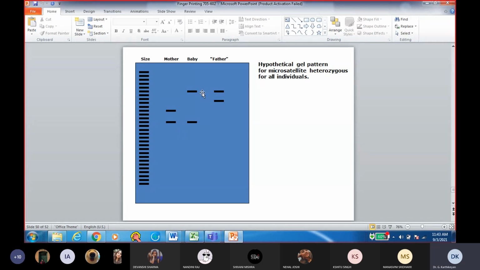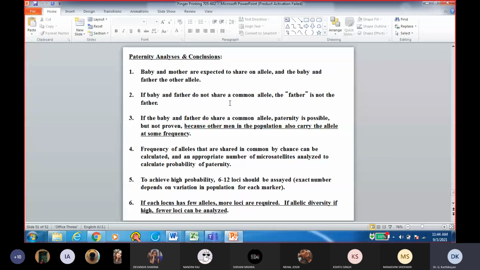You can actually see that the baby has one allele from the father and one from the mother. So this is a hypothetical gel pattern. When you have paternity testing, typically the baby and mother are expected to share an allele, and the baby and the father are expected to share the other allele. The baby is going to get one half from the father and one half from the mother. That's why you will see one band.